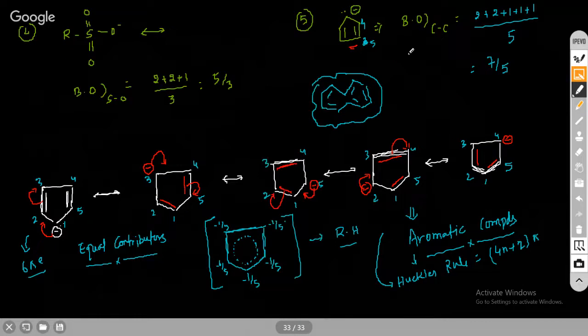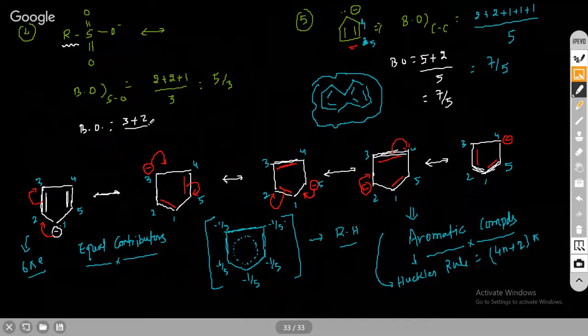Here you see the number of sigma and pi. All these carbon atoms are involved in resonance. Number of pi bonds, obviously 2. Number of sigma bonds, 1, 2, 3, 4, 5. 5 sigma divided by 5, that's why it is 7 by 5. This one you calculate the bond order. Number of sigma bonds is what? 1, 2 and 3. This we do not consider because it is not taking part in resonance. So 3 sigma, 2 pi divided by 3, so it is 5 by 3. Is it clear?